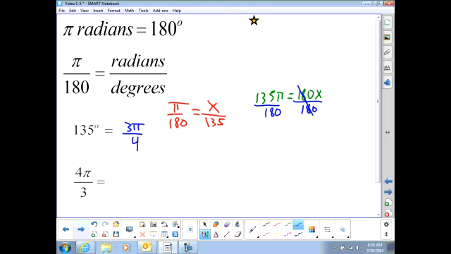If you have a radian that has a pi in it, we can just replace the pi with a 180 to give us our degree value. So we'll have 4 times 180 over 3. 180 divided by 3 is 60. 60 times 4 will give us 240 degrees. If you happen to have a radian that did not have a pi in it, you would just use your proportion. You'd put the radian number in the numerator on the right-hand side, and you'd put x in the denominator on the right-hand side, and cross multiply.